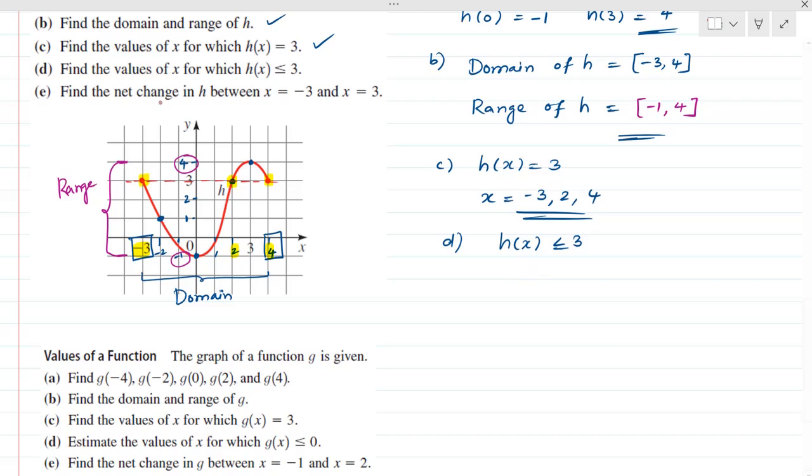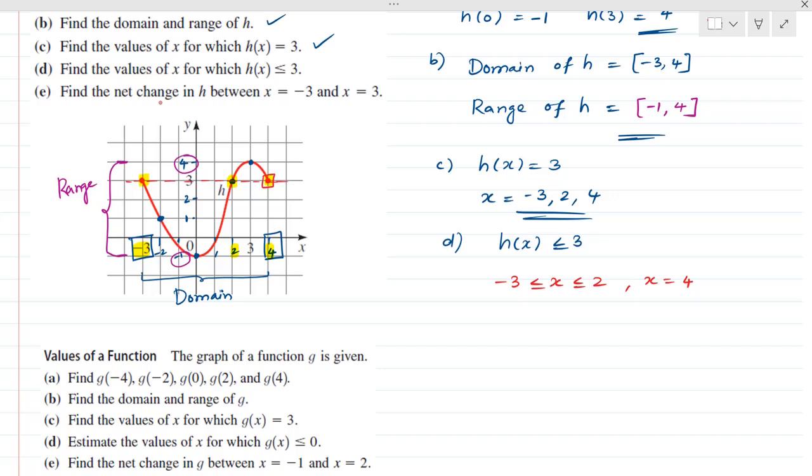I say here minus 3 less than or equal to x less than or equal to 2. Up to this part the graph is below 3, and also this point because equal is included, and also x equals 4. So these are the x values where you will get h of x less than or equal to 3.